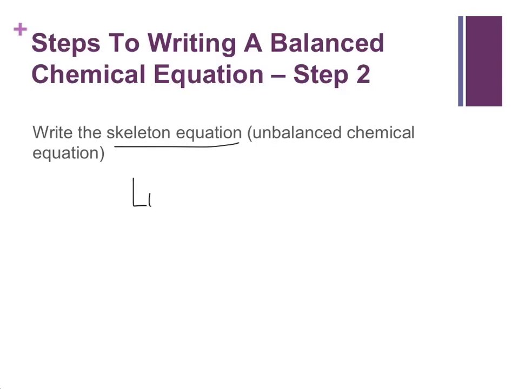So lithium, it's not diatomic, it's just Li. And sulfur is just S, and it reacts to produce lithium sulfide, which would be Li2S. Okay, so this is our skeleton equation. It's just taking our word equation and writing out the chemical formulas for each of our reactants and products.